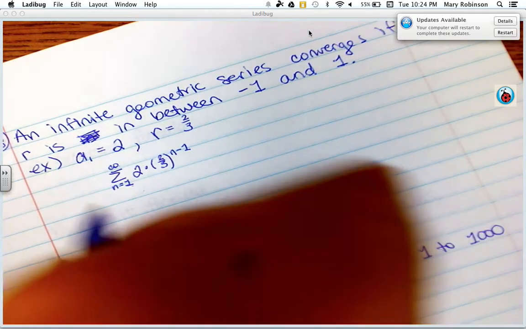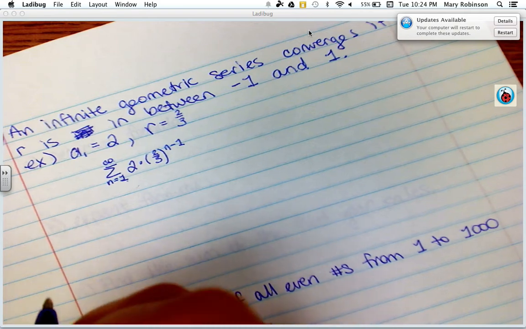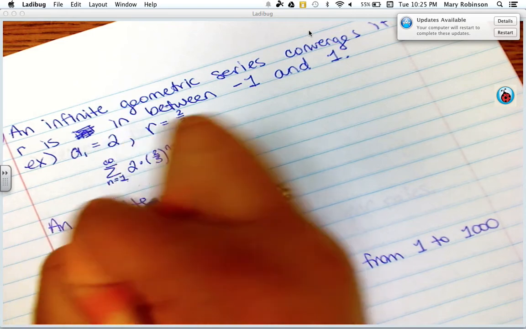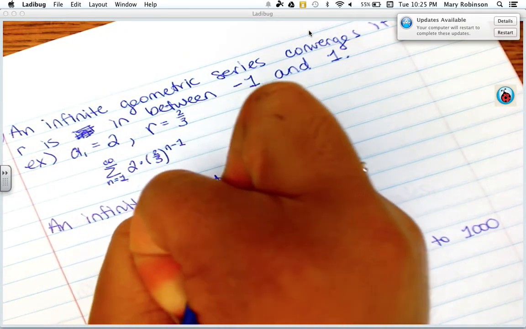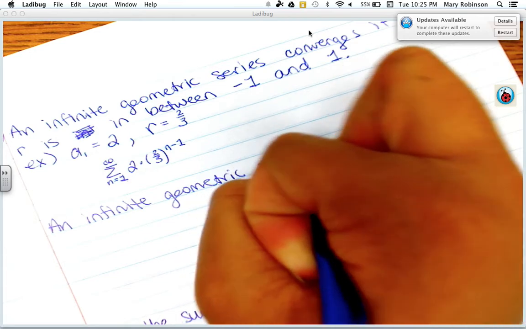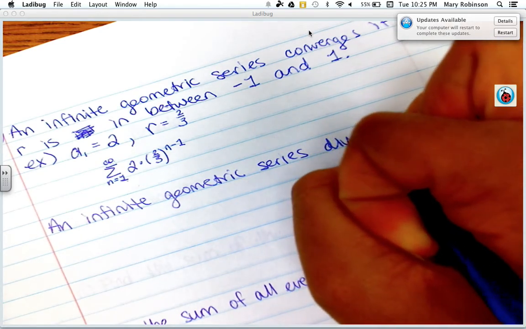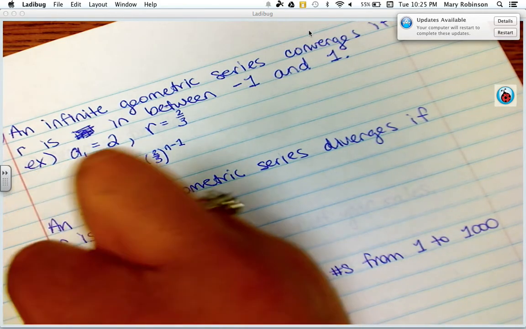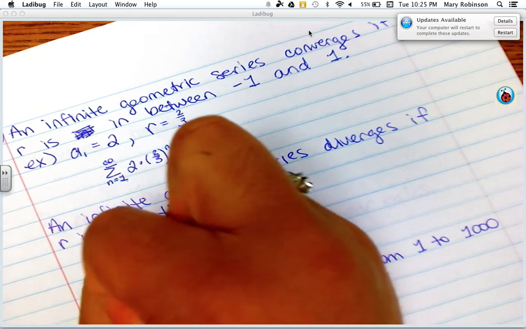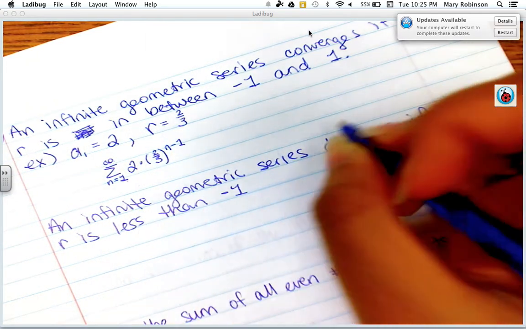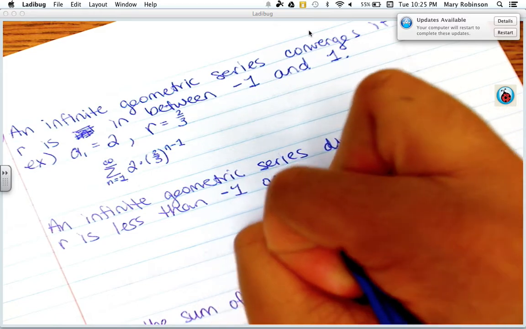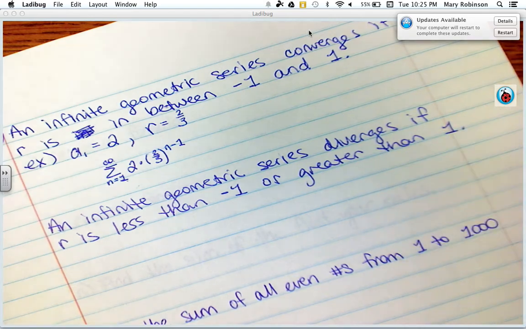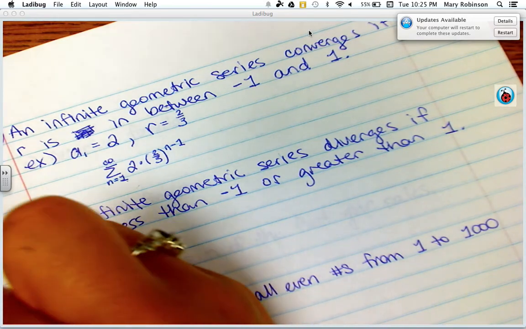Alright, so now let's talk about when it diverges. So an infinite geometric series diverges if R is less than -1 or greater than +1.